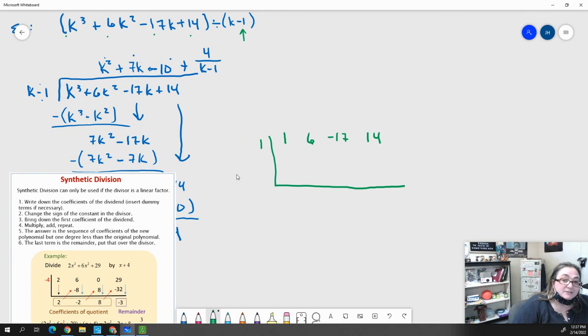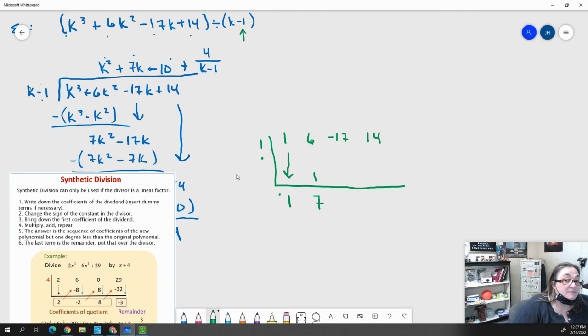All right. So next, we're going to drop this first term right down here. And then I'm going to multiply. 1 times 1 is 1. So I'm going to put 1 here. And I'm going to add these two items. 6 plus 1 is 7.